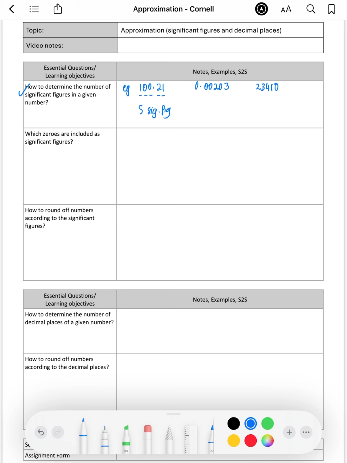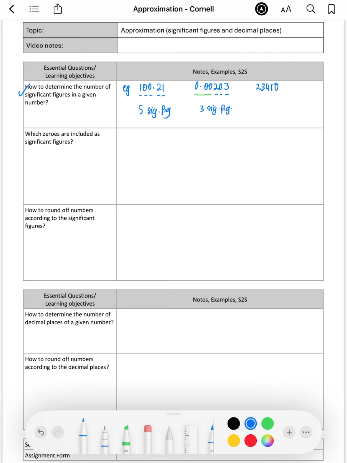However, if you come across a decimal like the next one, 0.00203, because the first digit is a 0 followed by other zeros, this is not considered as significant. The significant figures we consider from the first non-zero digit. So count from number 2, digit 0 and digit 3. That means for this one, it's 3 significant figures.